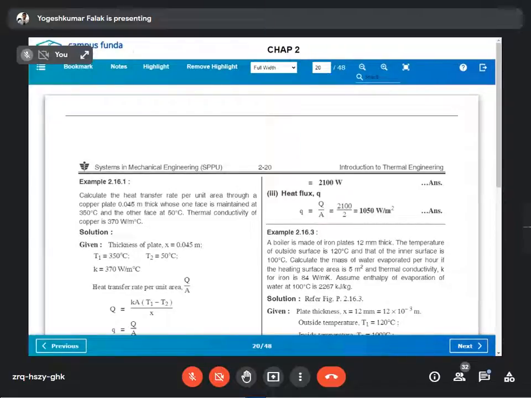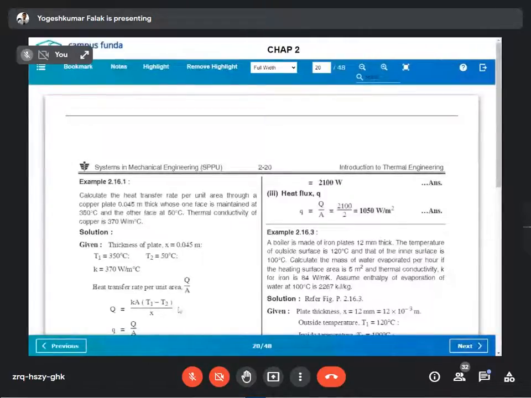So, have you written this equation? In this case, the thickness of the plate is about 0.045 meter. T1 is equal to 350 degrees Celsius, T2 is equal to 50 degrees Celsius. You're asked for the heat rate per unit area, that is Q by A. One of the equations of heat transfer is Q is equal to minus K dT by dx. Here dT is not given directly, so it is T1 minus T2, and x is given to you. So Q is called the flux.